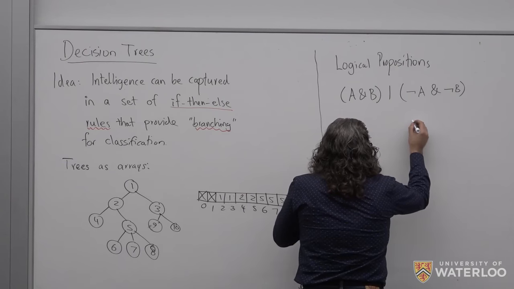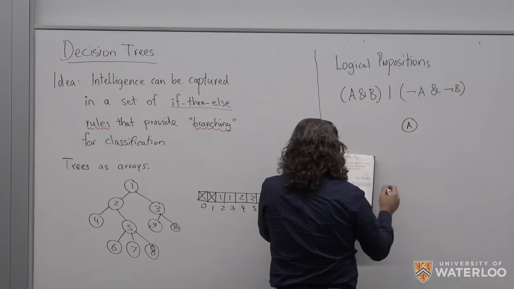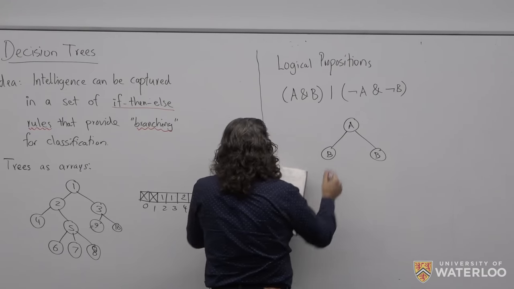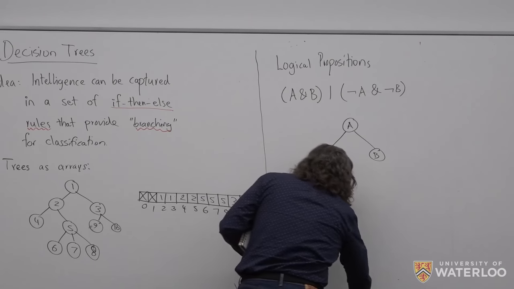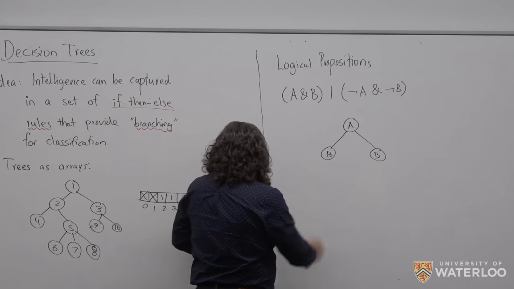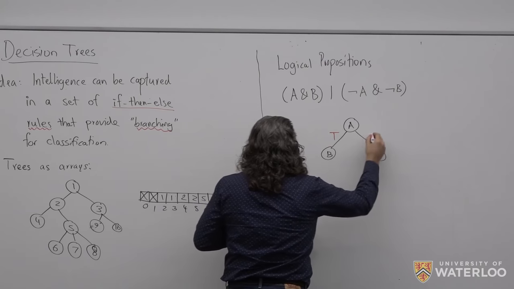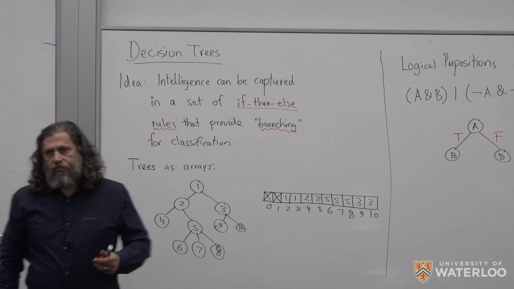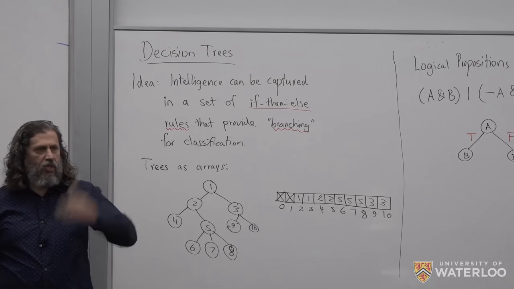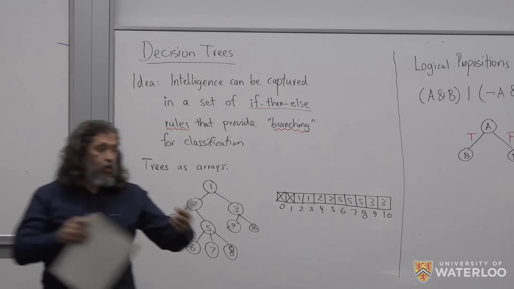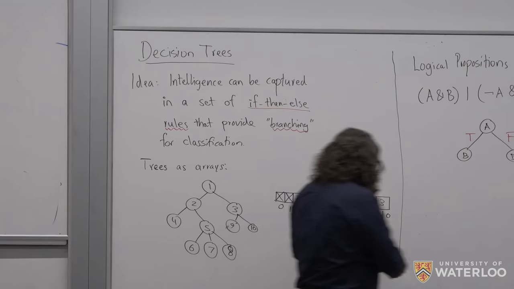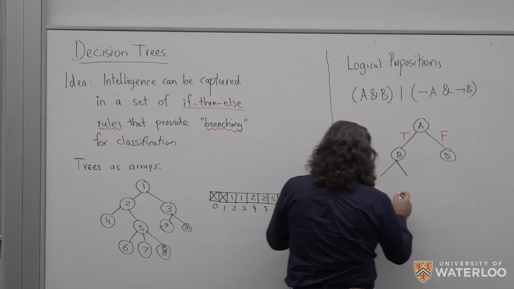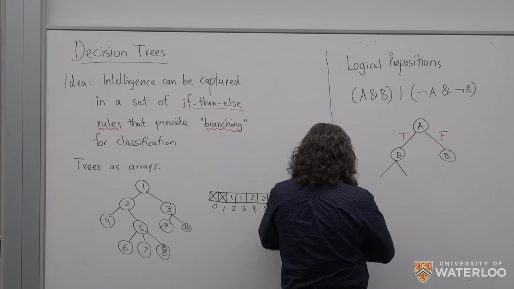So, okay, if I start with A, A can go to B. So then I have two cases. Either A is true or A is false. So that's two situations, two possible values that A can have. Then I go to B, and of course B can also be true or false.